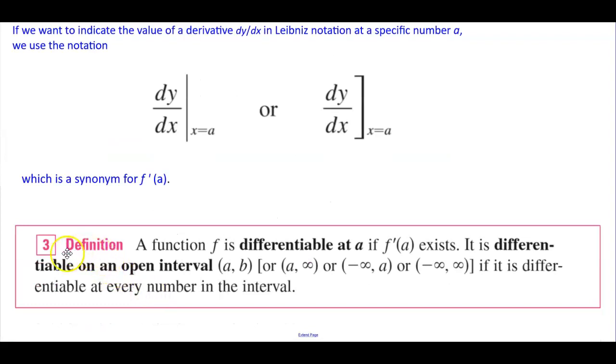Now, which leads to our definition number 3. A function f is differentiable at a if f prime of a exists. It is differentiable on an open interval (a, b), or (a, infinity), or (negative infinity, a), or (negative infinity, infinity), if it is differentiable at every number in the interval.